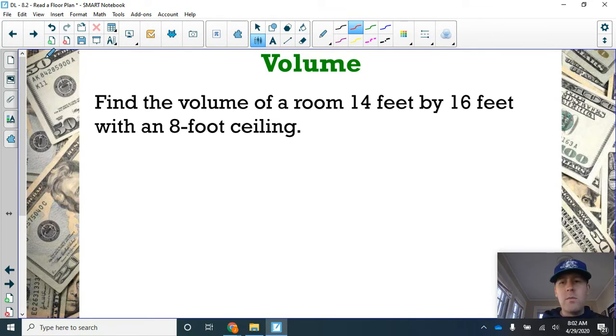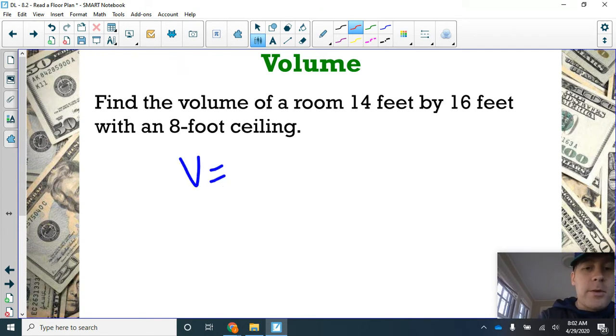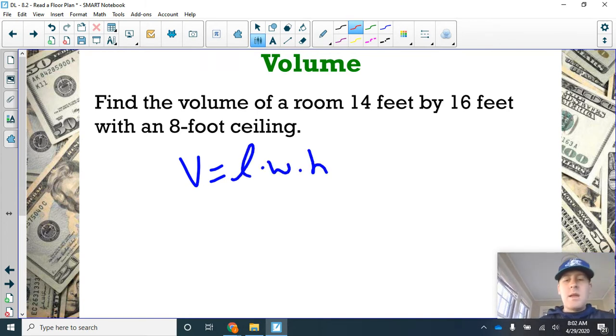So to find the volume of a room, which is also known as a prism, okay, for the volume of our rectangular prism, it would be length times width times height. And we look at this example, right? It tells us it's 14 by 16, so that's the length and the width. When it says with an 8-foot ceiling, that means the ceiling is 8 feet off the ground. So that's the height of our room, okay?